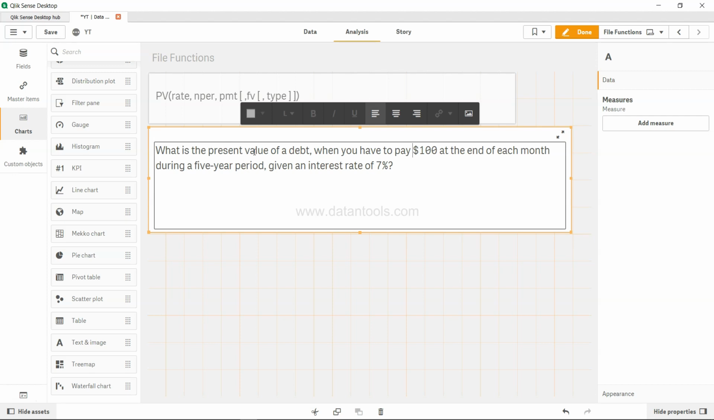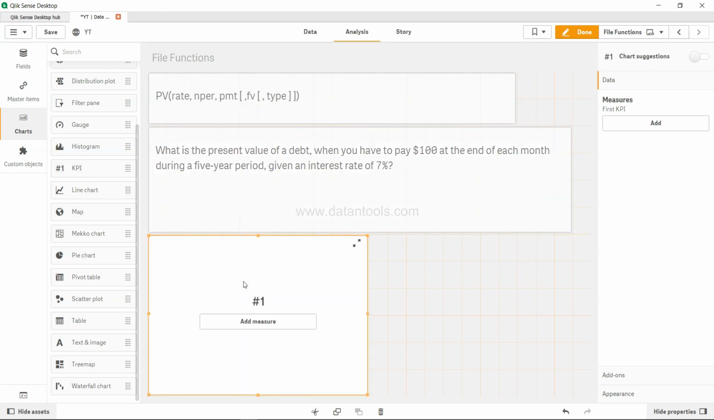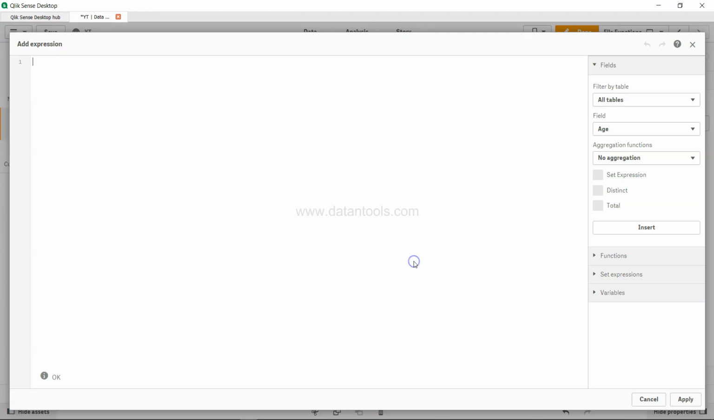So what we need is the present value of the debt. So for that, what I'll do is create a KPI to calculate this, add the measure, and in that I will add PV. So the rate of interest was 7% annual, so 0.07 divided by 12, we need monthly. Then the time period, which was 5, and it is in years, so I will multiply it by 12 to put it in monthly.